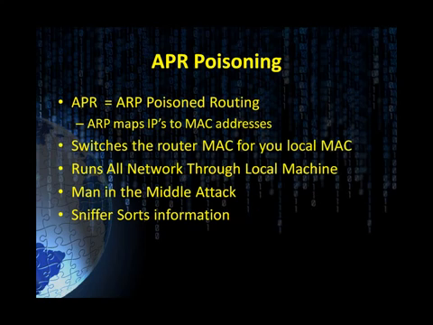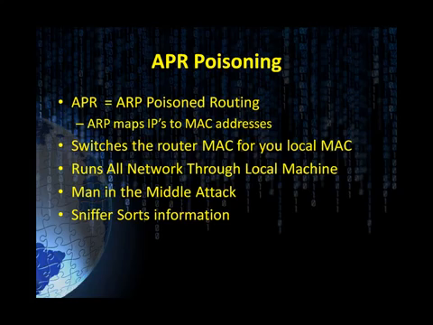The first tool I want to show you is ARP poisoning, or APR poisoning. That stands for ARP poisoned routing. ARP is the network protocol that maps your IP addresses to your MAC addresses. Your IP addresses are the things you see all the time, like 192.168.0.2. It's an address that is assigned by your network, and it can basically be anything you want it to be. The MAC address is an actual physical address that is usually encoded into the individual pieces of hardware.